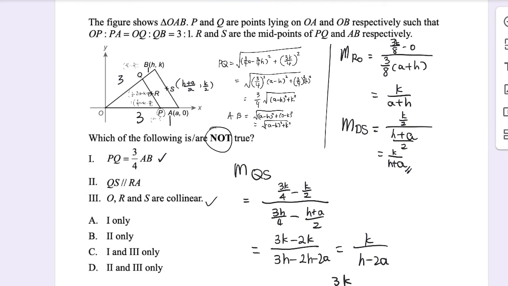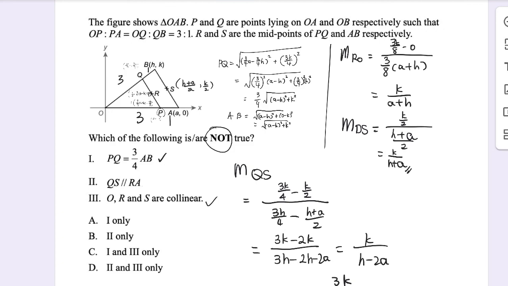For PQ, you can see that the relationship will look like this, and then AB is like this, and that is why you know this is correct. This is why this is the correct statement. But the question is about not true, so you have to make sure that you do not mix it up. And then for the next one will be the slope of RO and OS. So after you prove it, you know that they are parallel. That means they are collinear. So basically it is very certain.